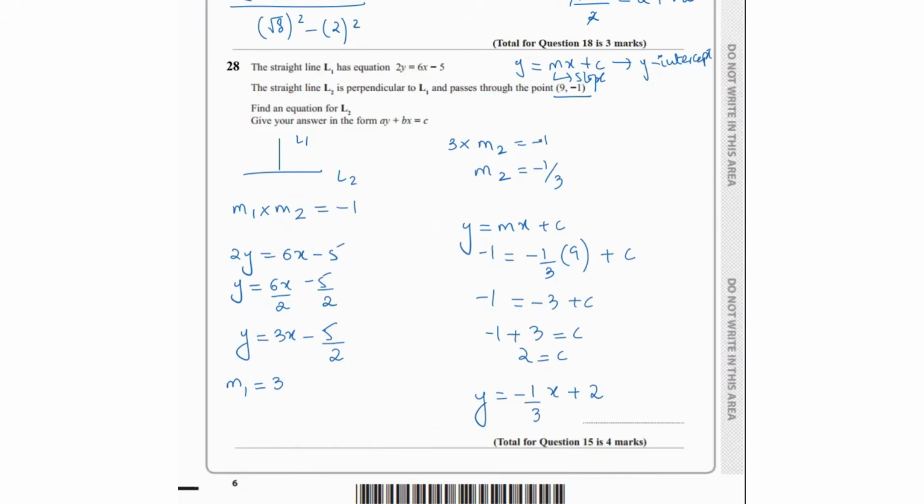That is L2. They want it in the form of ay plus bx equals c. So multiply everything by 3 to get rid of the fraction. Then bring the x to the other side. So 3y plus x equals 6 is your final answer based on the format given in the question.